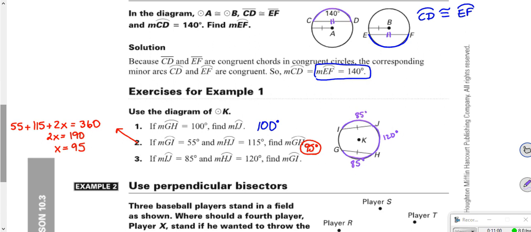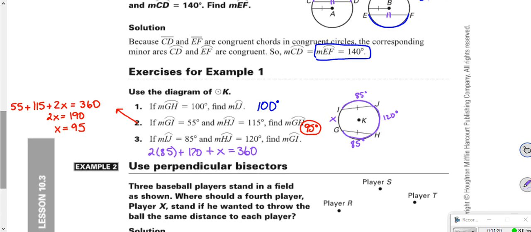So essentially, my equation is going to be, I'm going to call this my x then, okay? So 2 times 85 plus 120 plus x equals 360. We can solve that, okay? I think I hit another little dead spot here. So if we do our math, we should get x equals 70. Okay.